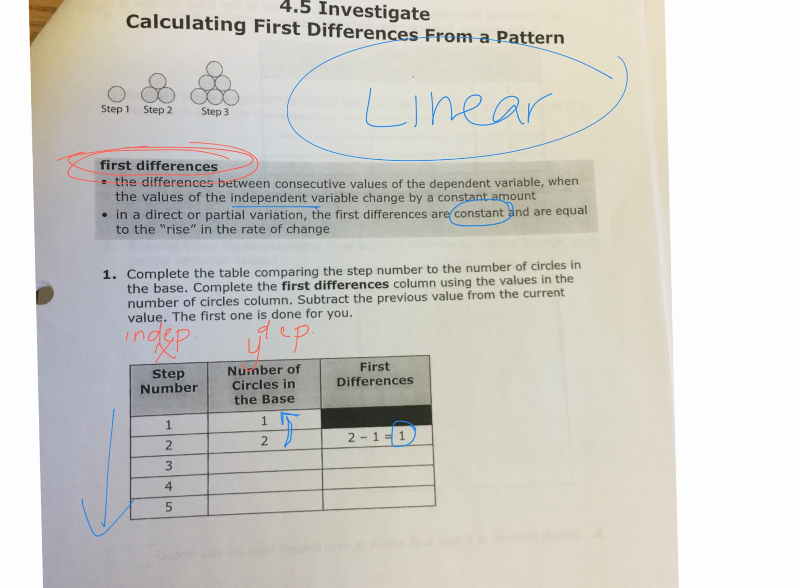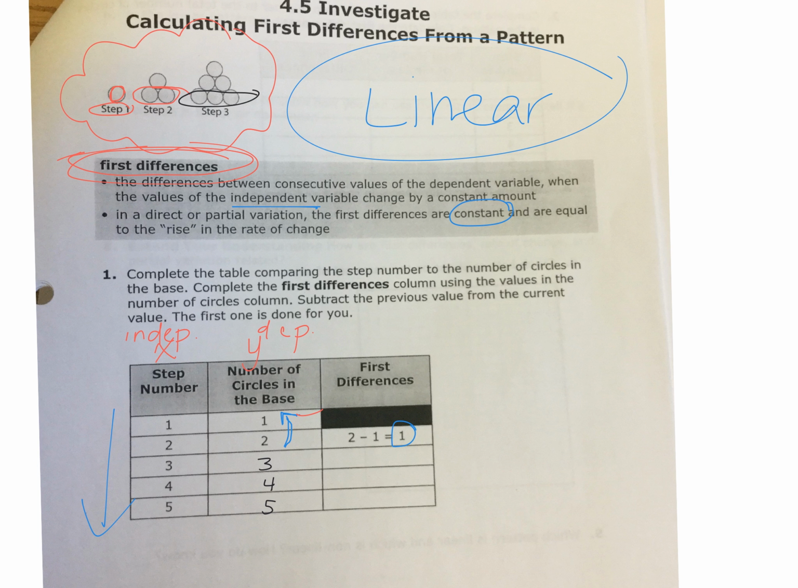Okay, so we're going to complete the table comparing the step number, using this diagram here, and the number of circles in the base. That's what they're looking at. So for step 1, how many circles are on the bottom? 1. Step 2? 2. Step 3? 3. Step 4, how many circles do you think will be on the bottom? 4. And 5. Good.